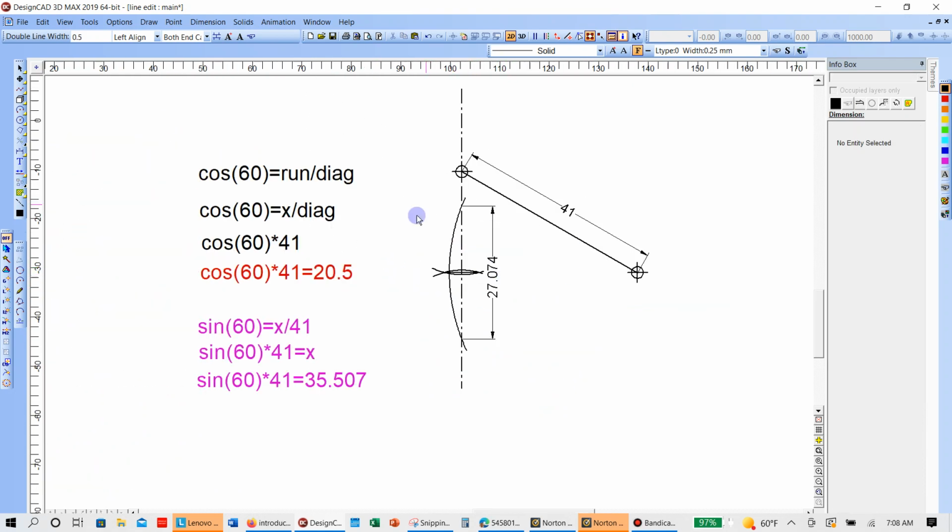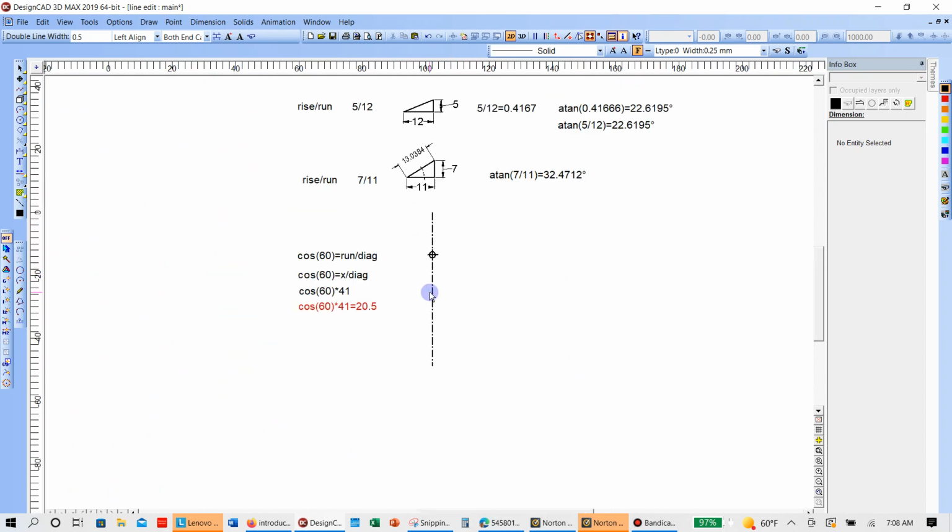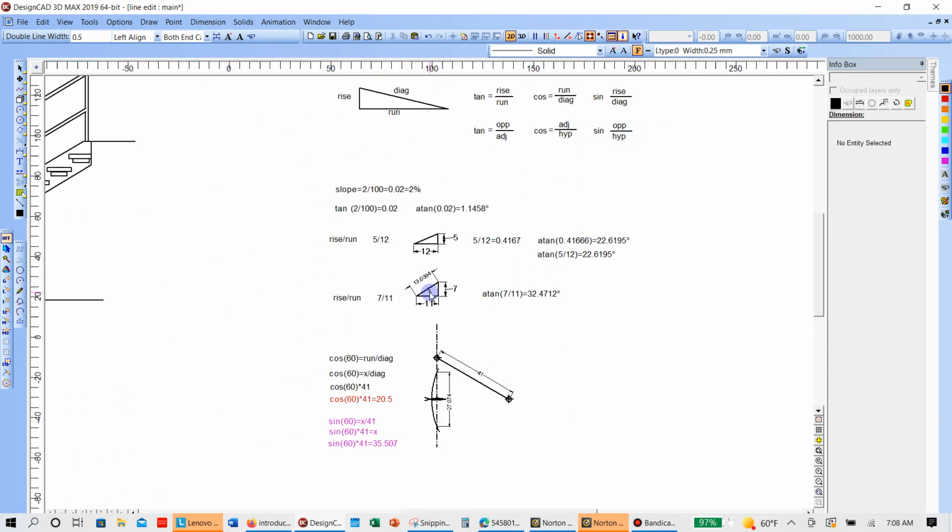I mean, there's dozens of different ways, but this gives you an idea how the trigonometry is applied to laying out and measuring angles.